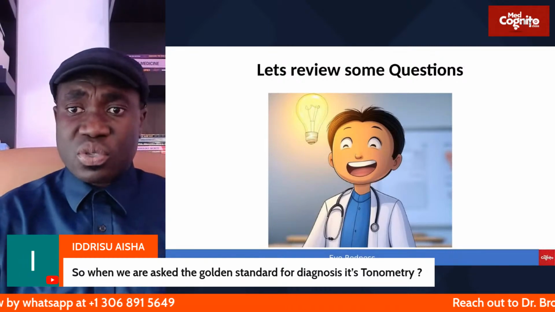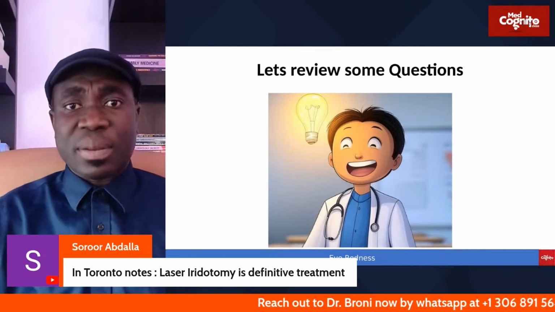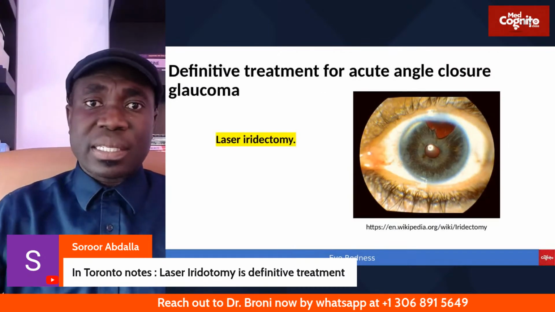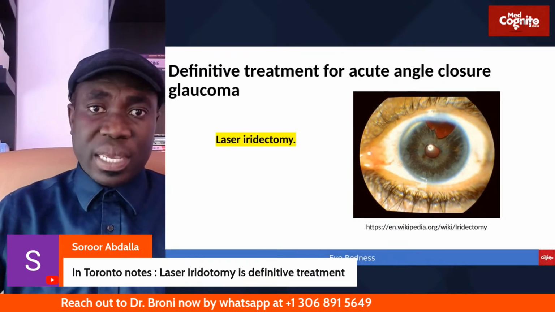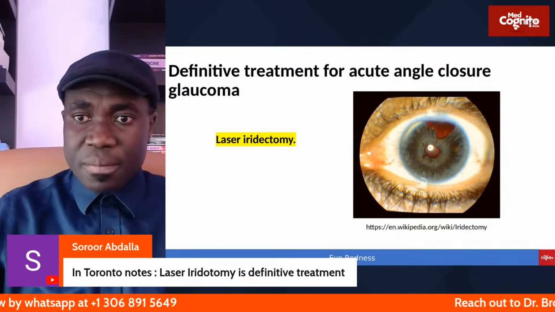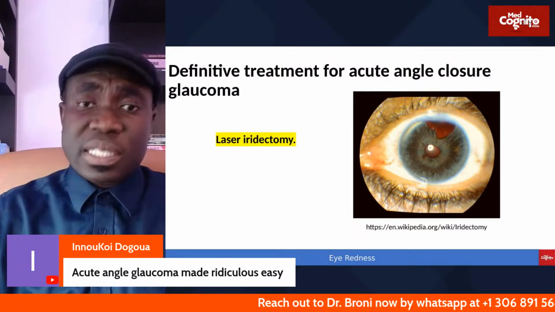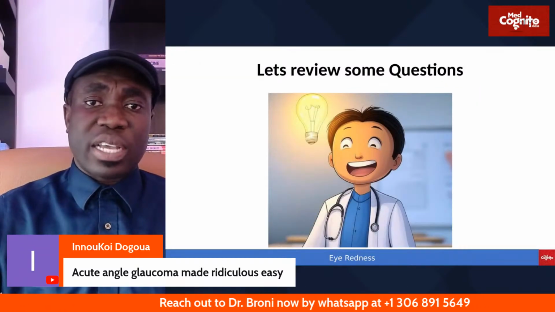Dr. Soros says in Toronto, laser iridectomy is the definitive treatment. Yes, that's what I'm saying. The definitive treatment is laser iridectomy. That's the treatment. So acute angle-closure glaucoma has been made ridiculously simple. Now let's try some questions.